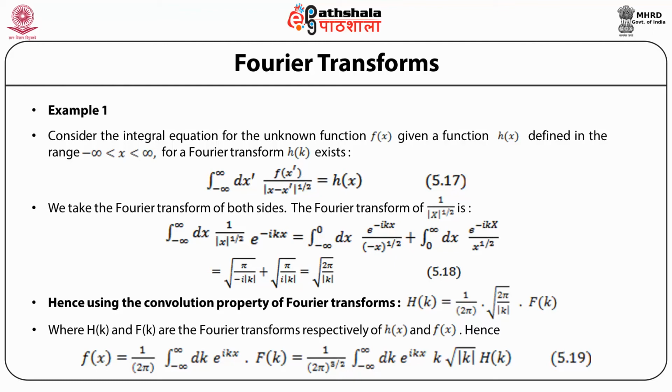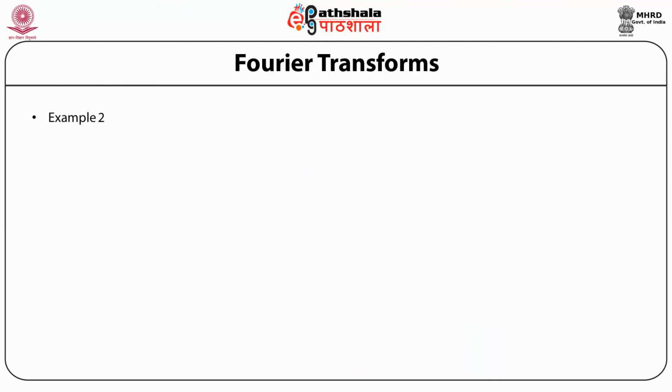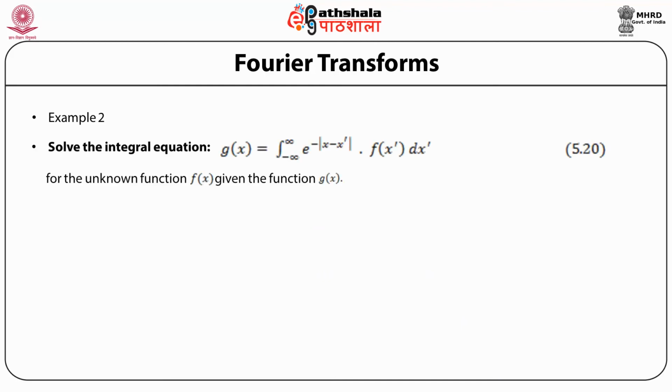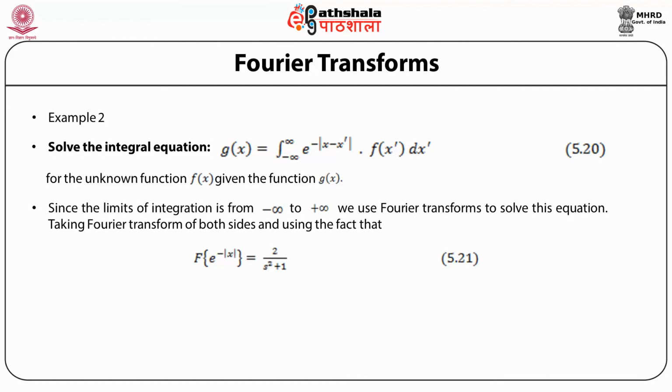The H(k) is known as 1 upon 2 pi into root 2 pi by k factor f(k). We consider another example where the integral equation we are required to solve is g of x equal to the integral from minus infinity to infinity of a function f of x' multiplied by exponential minus modulus of x minus x'. Here we have to solve for the unknown function f of x given the function g(x). Since the limits of integration are from minus infinity to infinity, we can use the Fourier transform to solve this equation.